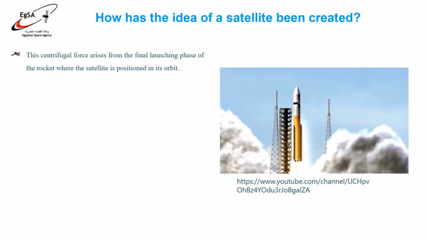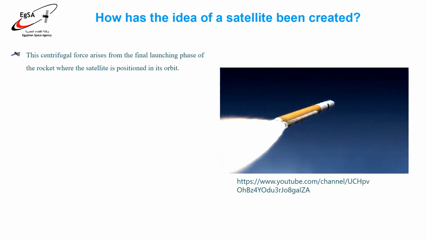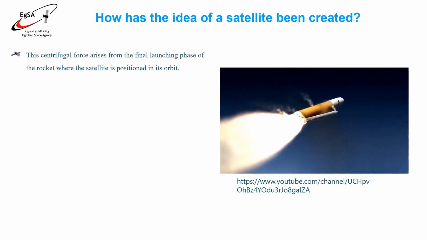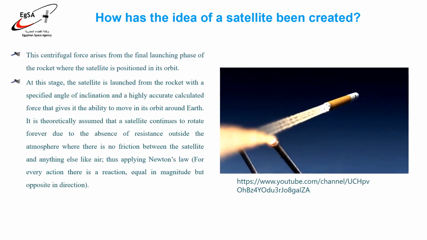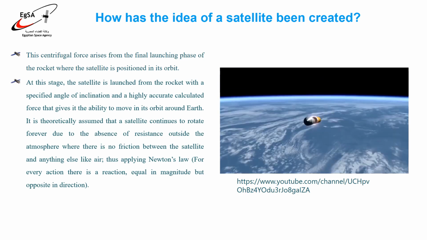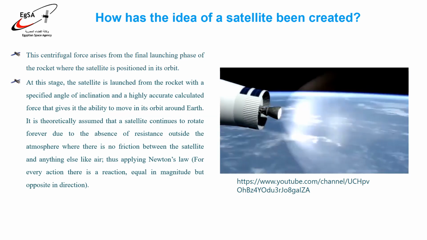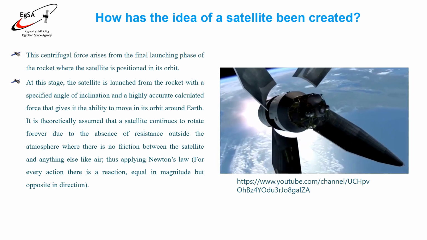This centrifugal force arises from the final launching phase of the rocket, where the satellite is positioned in its orbit. At this stage, the satellite is launched from the rocket with a specified angle of inclination and a highly accurate calculated force that gives it the ability to move in its orbit around Earth.